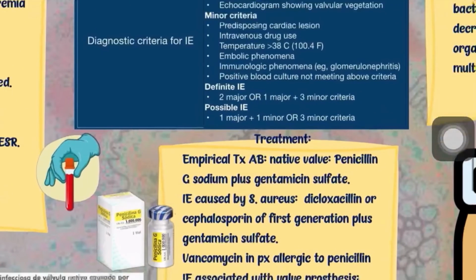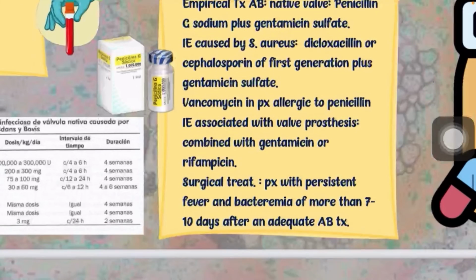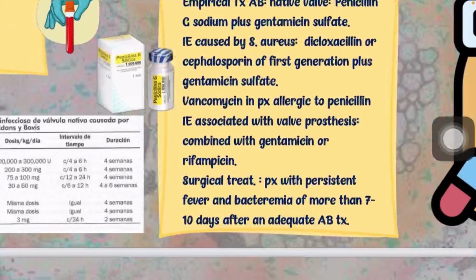So for the treatment, we have an empirical treatment, and when the problem is in the native valve, we use penicillin G sodium plus gentamicin sulfate. And when the IE is caused by S. aureus, we use dicloxacillin or first generation cephalosporin plus gentamicin sulfate. And we can also use vancomycin in patients who are allergic to penicillin.